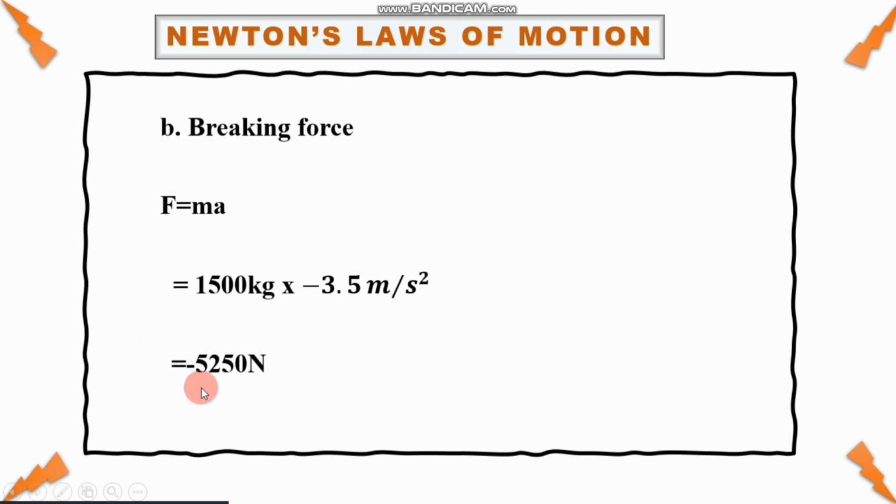So we also have a negative in the braking force, and this means that the force was acting in the opposite direction to the motion of the car. And from Newton's second law, we know that the rate of change of momentum is directly proportional to the force and takes the direction of the force. So the direction of the force is in the opposite direction to the direction of the car.